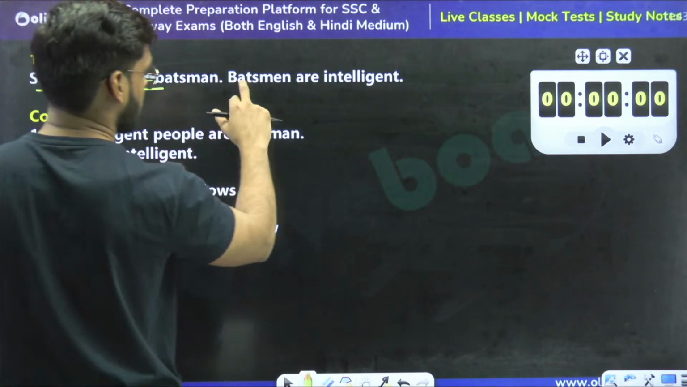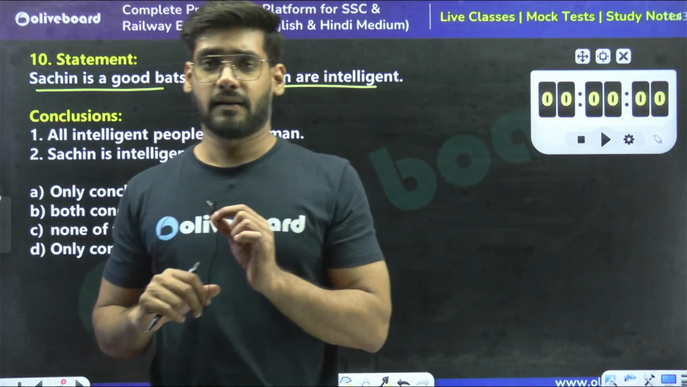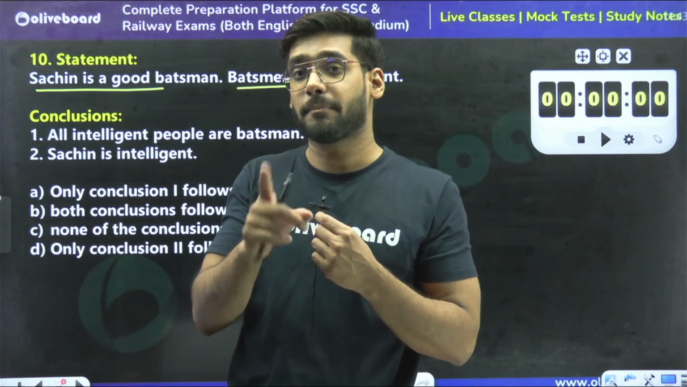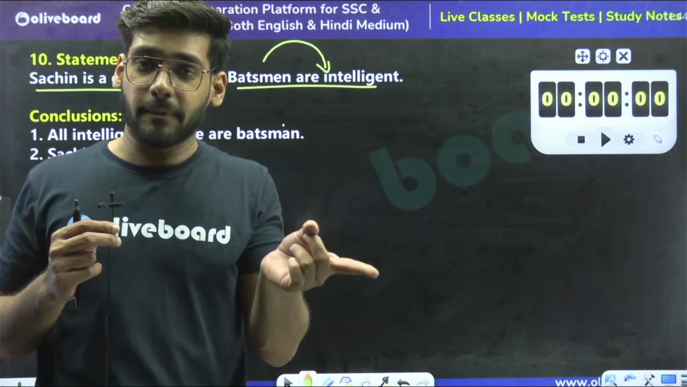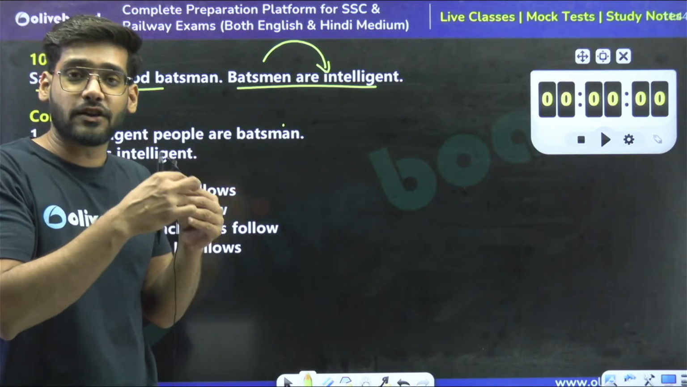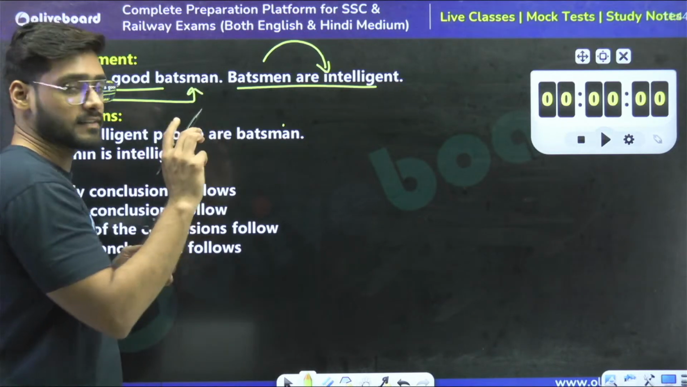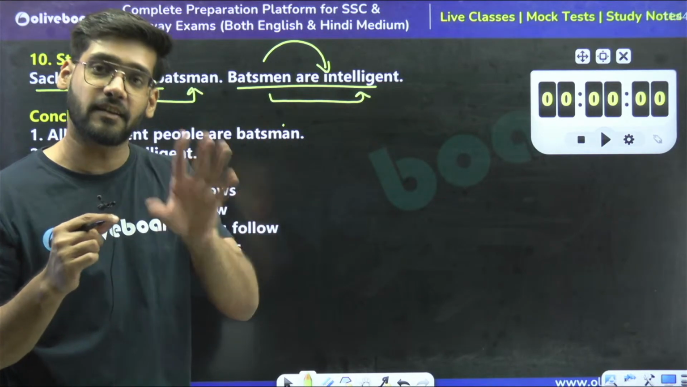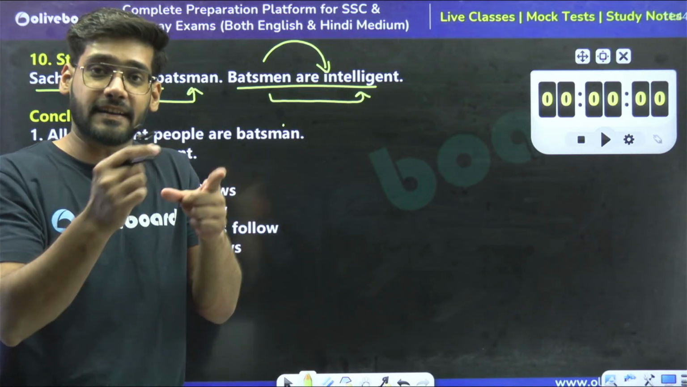Statement: Sachin is a good batsman. Batsmen are intelligent. There are two things given. What is Sachin? Sachin is a good batsman. And the second thing given is that batsmen are intelligent. So if Sachin is a good batsman, that makes Sachin an intelligent person as well. We need to connect the dots. The first statement is that Sachin is a good batsman. The second statement is batsmen are intelligent. So can I say that Sachin is an intelligent person as well? If batsmen are intelligent and Sachin is a batsman, then Sachin is an intelligent person as well, my dear.